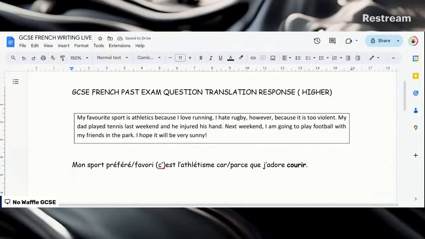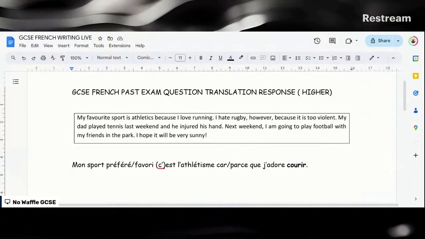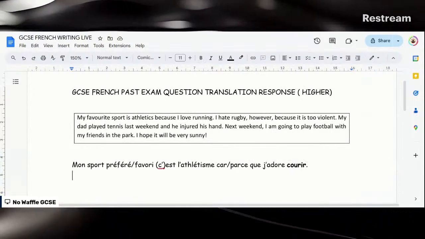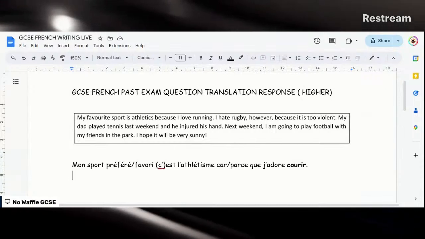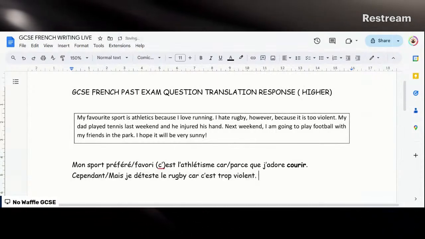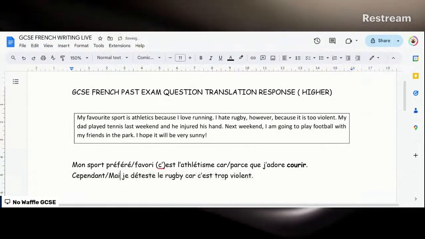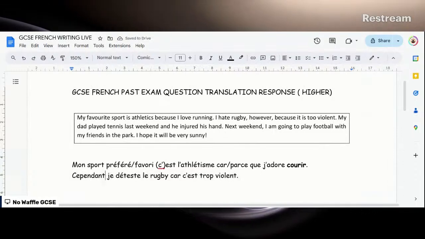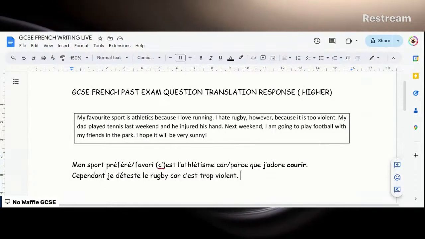I hate rugby. So we've got a however here, which is I hate rugby, however, but the mark scheme allowed you to say however at the beginning. So cependant, you don't want to say mais necessarily. Cependant, je déteste le rugby car, or you can say, yeah, just car, c'est trop violent.